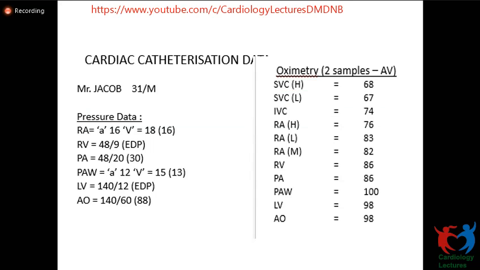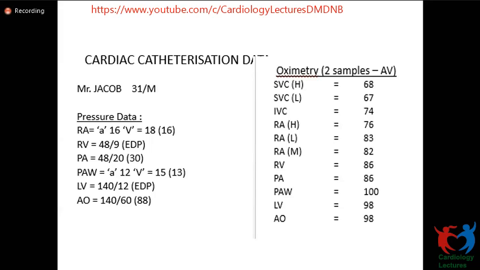Pulmonary artery wedge pressure A is 12 and V is 15 with mean of 13, almost normal. It is slightly raised, not normal, it is raised, because up to 11 is normal, 12 and above is abnormal. So here it is 13, so it is slightly elevated. Okay, very good. The LV is 140 systolic and diastolic is 12.